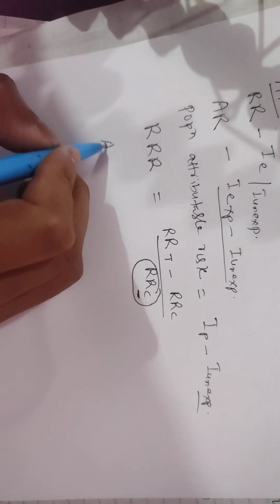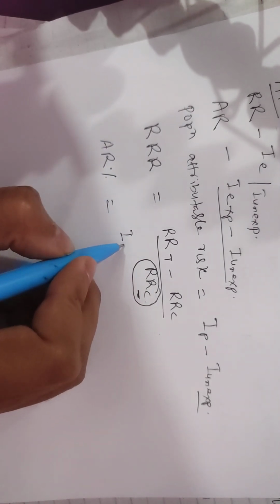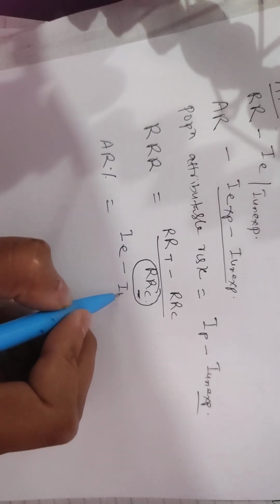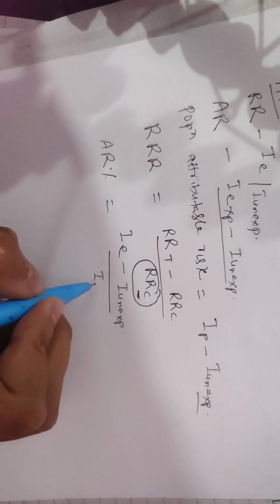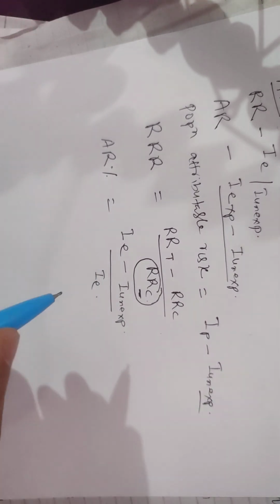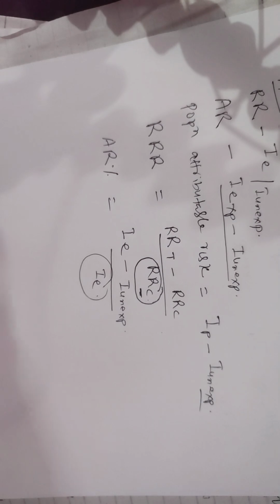And what is the formula of attributable risk percentage? It is the incidence in exposed minus the incidence in unexposed, divided by the incidence in exposed. So in the denominator you can see here, exposure is in the denominator.